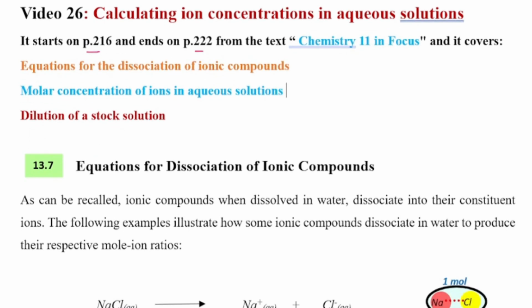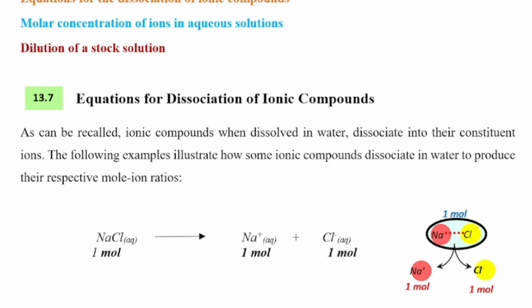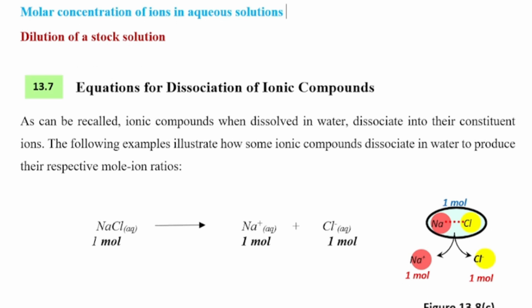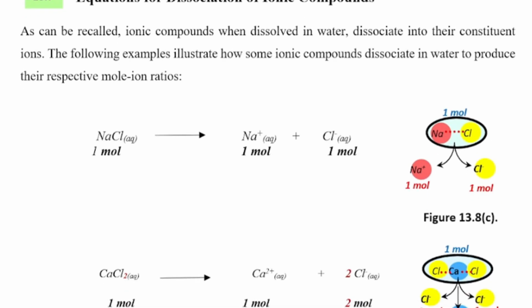The following are examples of how a few ionic compounds dissociate when you dissolve them in water. Here you can see 1 mole of sodium chloride dissociating to give you a mole of sodium ions and a mole of chloride ions. In this figure, you can see how sodium ions are attracted to the chloride ions. So if you have 1 mole of that and you break them apart, you will end up with 1 mole of sodium ions and 1 mole of chloride ions.